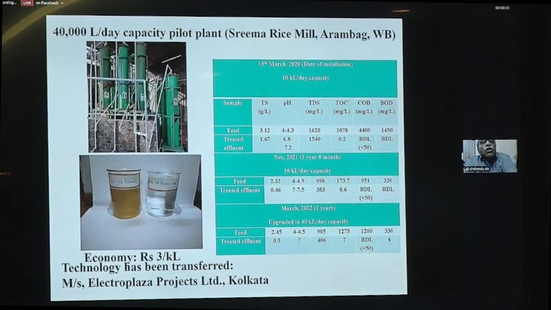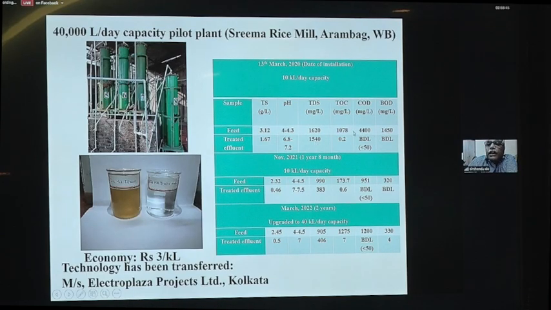So what we have done, initially we deployed a 10,000 liter per day capacity pilot plant on March 13, 2020. That was just the beginning of the lockdown period. We deployed it in Shima Rice Mill in Arambagh. Okay, so that is 13th March 2020.